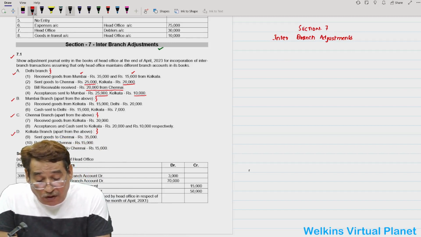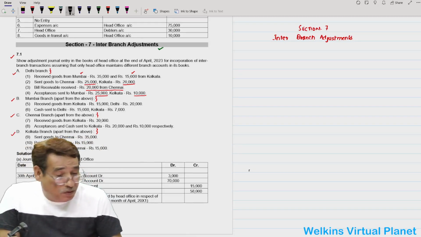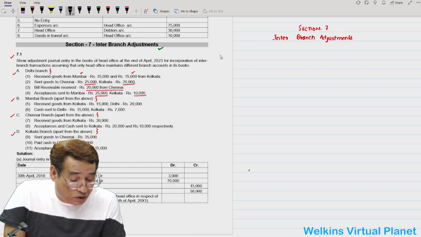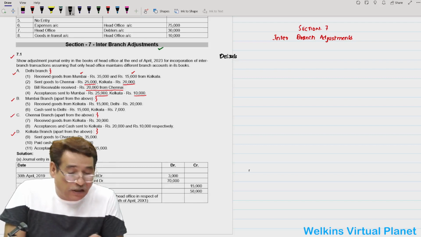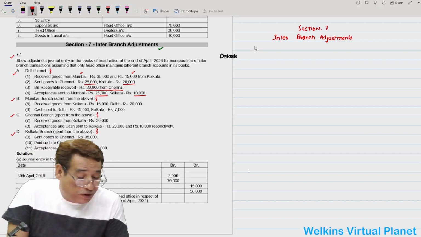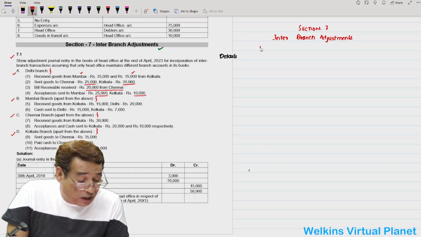Now, in order to solve it, what I am going to do, first of all, I am going to write here details, because lots of transactions are there. Details. First, I will write details, correct? Then I will write here, first one is Delhi branch. So, I am going to write here Delhi branch.